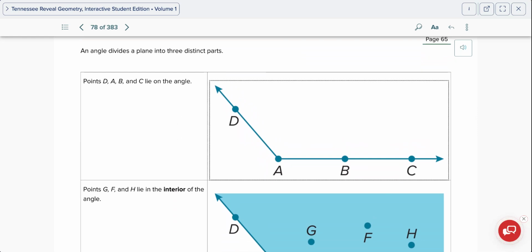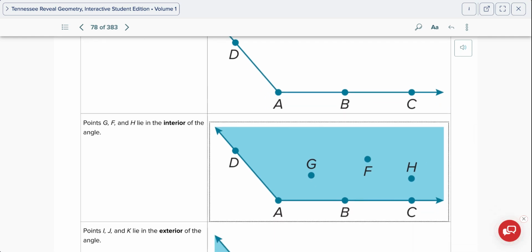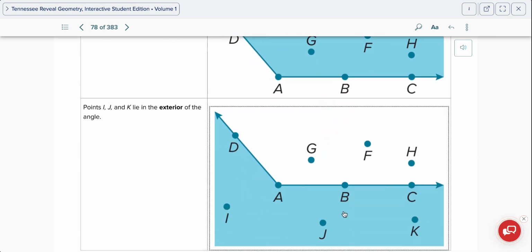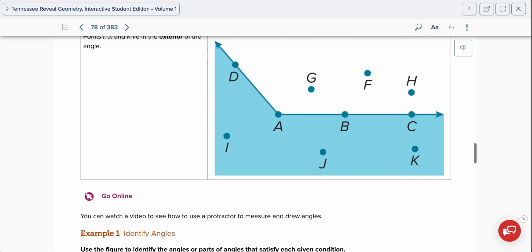Going to the next page, at the top of the page, they give you interior and exterior. Don't do too much with that in geometry. I guess it's more for the visual people. So same angle we were talking about. Now you've got point G on the interior of the angle, and F and H, all points on the interior. If they are on the exterior of the angle, then we call those exterior points. I, J, and K are all on the outside part of the angle. Therefore, they're in the exterior.